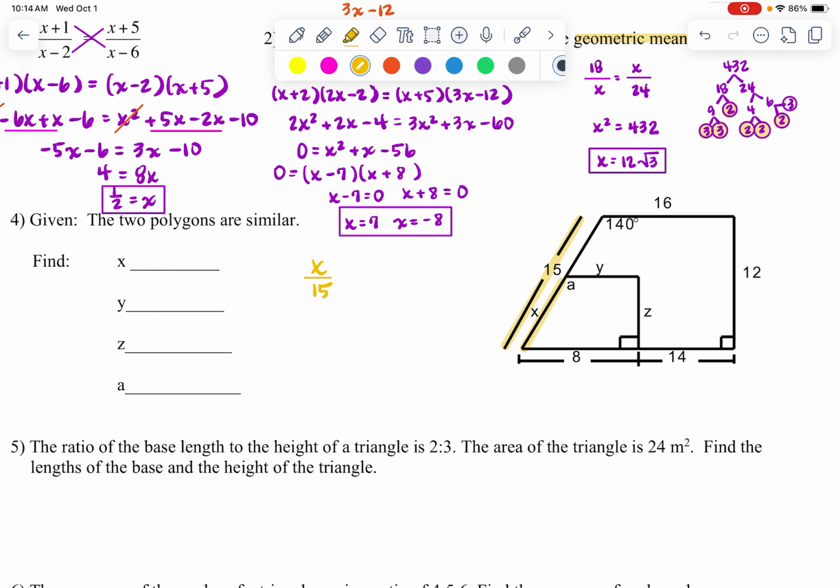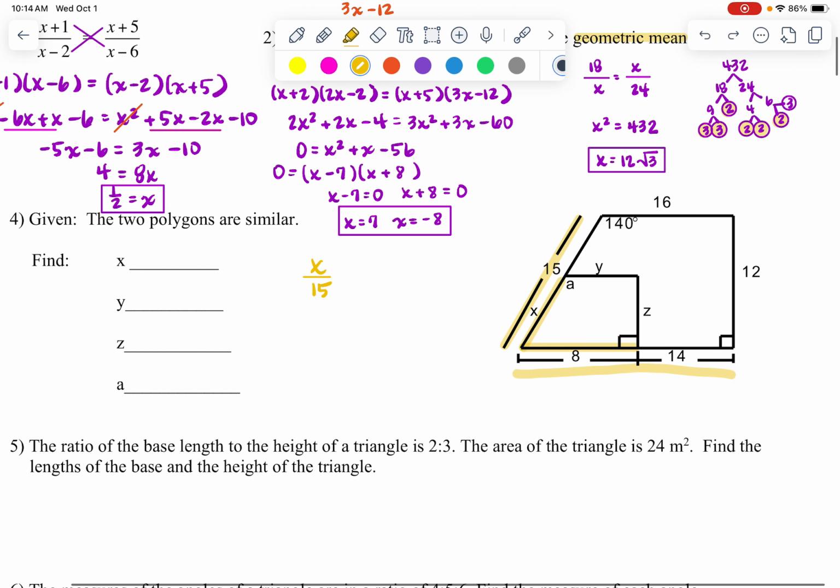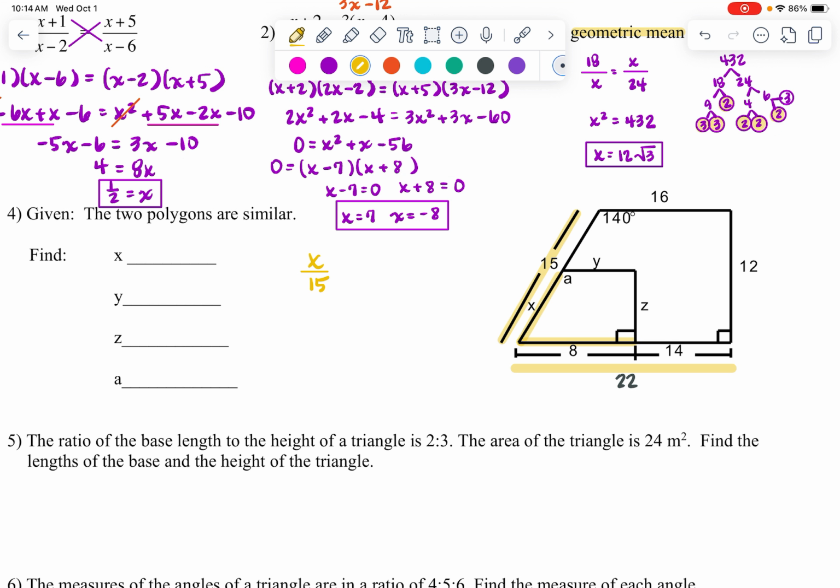So of course, on the other side, I'm going to be using 18. Now you've got to be careful, I can't use the 14 because it's a partial side, so I have to make sure I use the whole thing, and I'm going to label that as 22. So when I'm setting up my proportion, x is to 15 as 8 is to 22. I don't have any partial sides going on there, so I can just do a quick cross multiplication. It's going to give us 22x equals 15 times 8, which is 120.